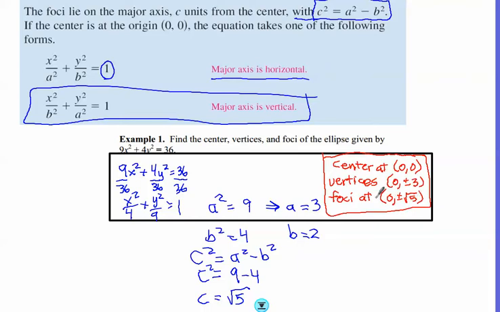So foci are at 0, plus or minus c, vertices at 0, plus or minus a. They did not ask us for the co-vertices.